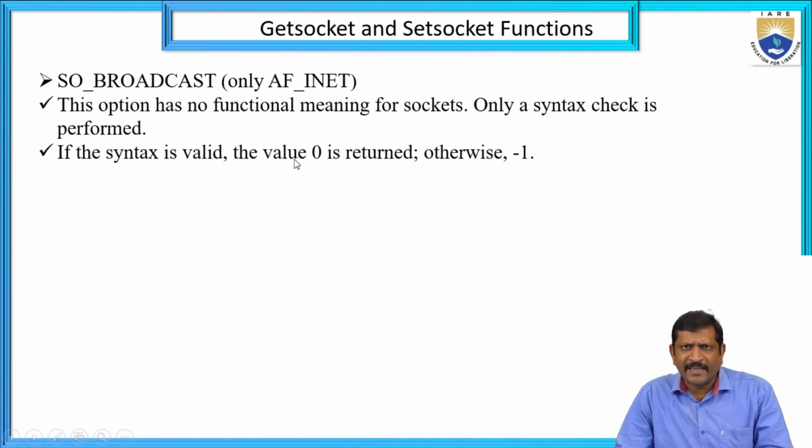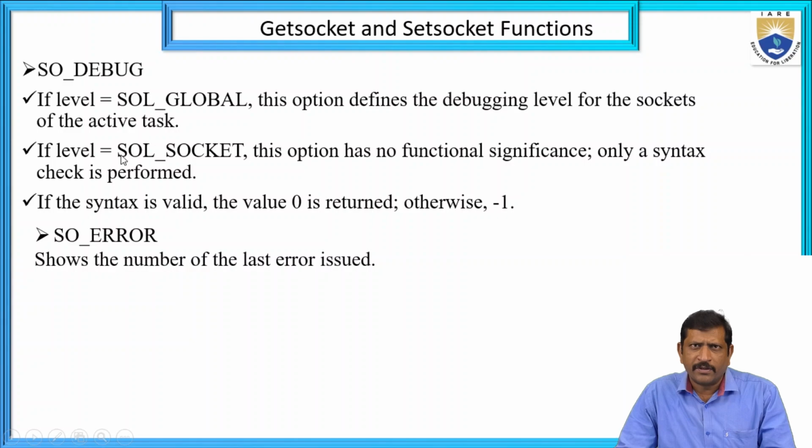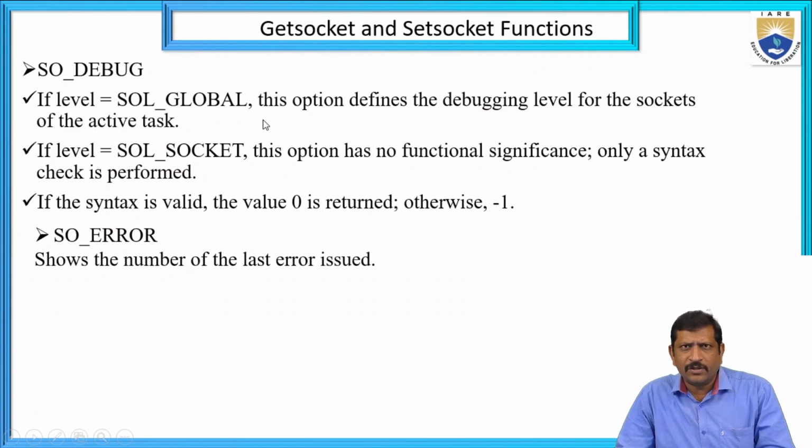If the syntax is valid, the value 0 is written. Otherwise, it returns -1. Debug also: the level is equal to SOL_SOCKET, length global.